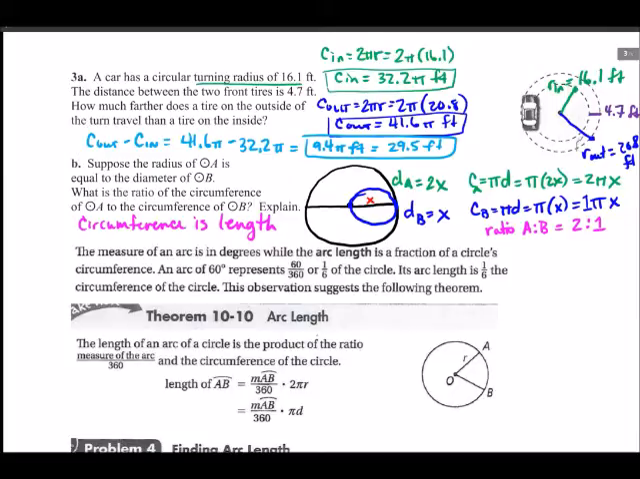Okay, the second problem says, suppose the radius of circle A, that's my big circle here, is equal to the diameter of circle B. So the radius of A is the diameter of B. You can see that's what I've got drawn there. The radius of A is the diameter of B. What is the ratio of the circumference of A to B?